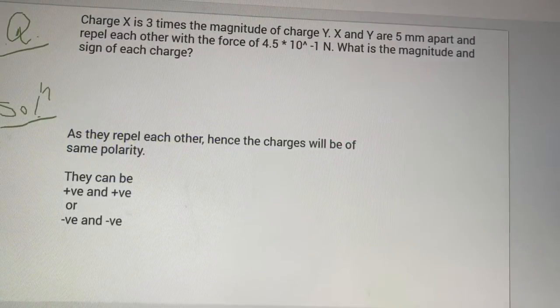Hello guys, today we'll learn about Coulomb's law. So here is a question which we are going to solve, and we'll learn about Coulomb's law.